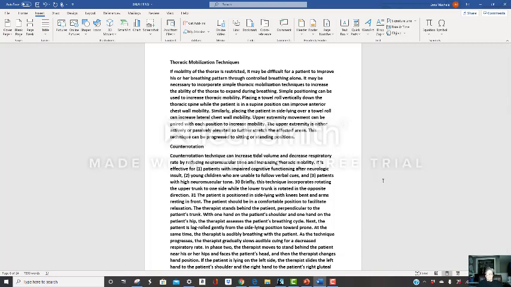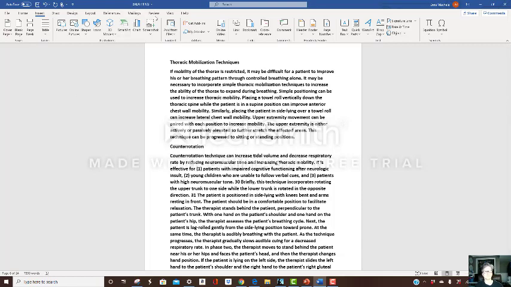Thoracic mobilization techniques. If mobility of the thorax is restricted, it may be difficult for a patient to improve his or her breathing pattern through controlled breathing alone. It may be necessary to incorporate simple thoracic mobilization techniques to increase the ability of the thorax to expand during breathing. Simple positioning can be used to increase thoracic mobility.